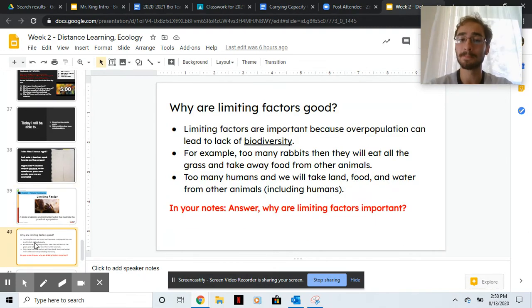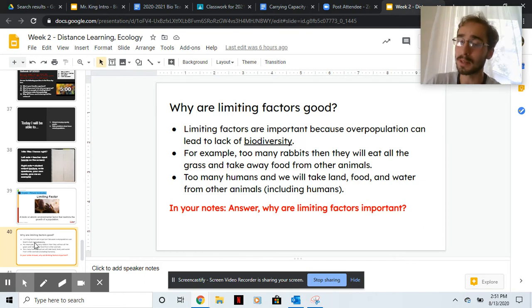Why are they important? Limiting factors are important because overpopulation can lead to lack of biodiversity. Biodiversity is the diversity of different animals or plants in the same area. For example, too many rabbits is bad. They'll eat all the grass and take away food from other animals. Then all you have in the environment is rabbits, and eventually the rabbits will start to die because they won't have as much food available, since they'll start competing for their own grass.